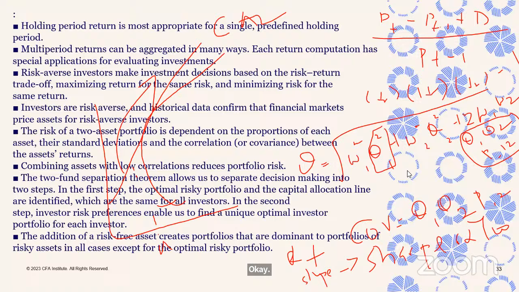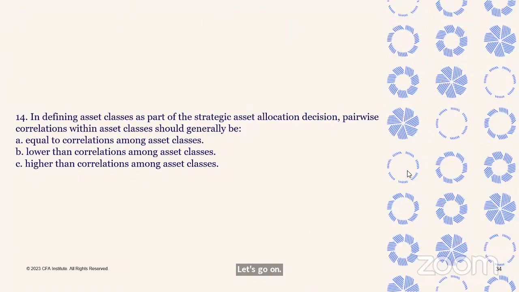Okay, so let's go on. Some questions. Number 14. Yes, like I said when we started, when you pick assets in the same sector, they are highly correlated with one another. So correlation within an asset class will be higher than among asset classes. So the answer is C.